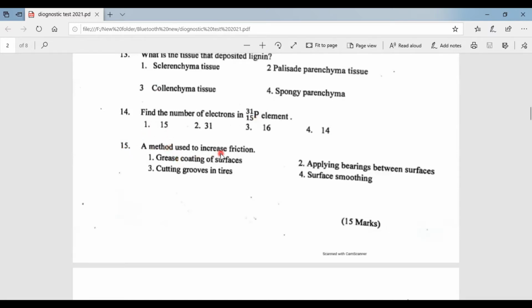A method used to increase friction. To increase the friction, we can cut grooves in tires. All these other methods are methods of decreasing friction. Grease coating of surfaces lets them slide easily by reducing the friction. Applying bearings between surfaces and surface smoothing, all these methods decrease the friction.